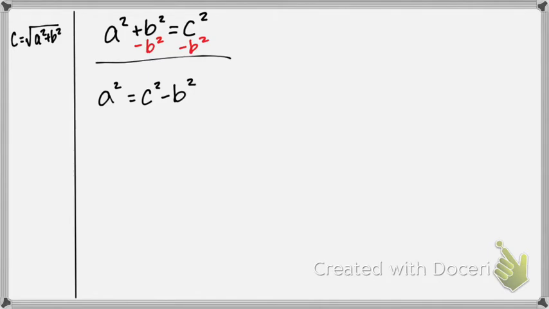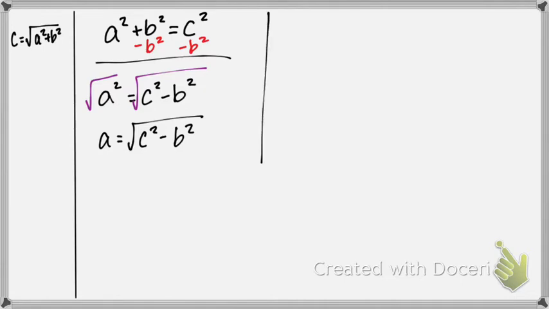We can take it a step further and take the square root, so that we just get A and not A squared. And so A would be the square root of C squared minus B squared. So overall, one of the converses we can write is A squared is equal to C squared minus B squared.